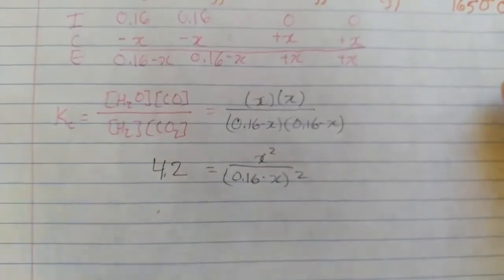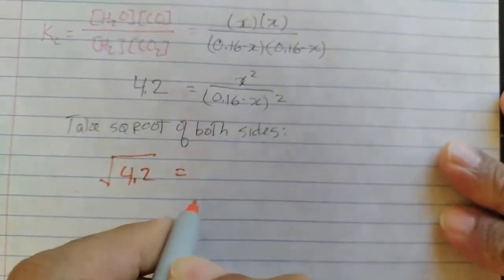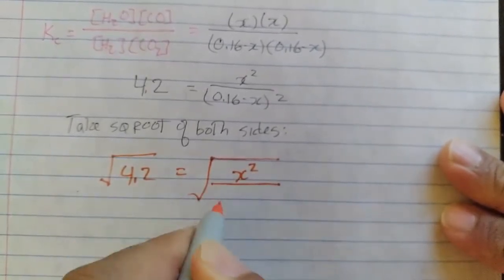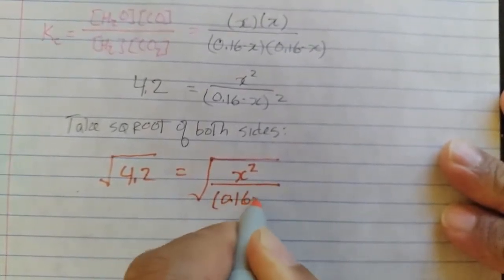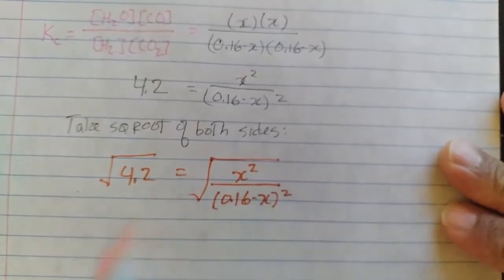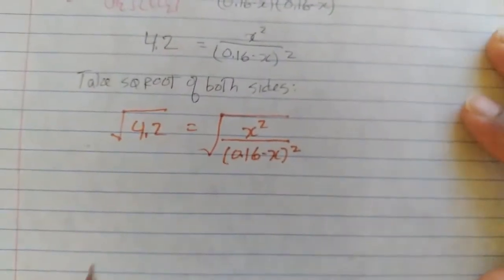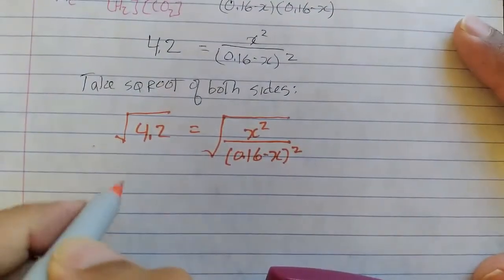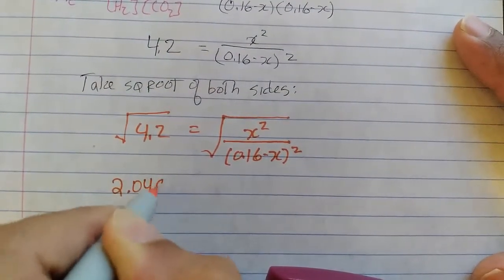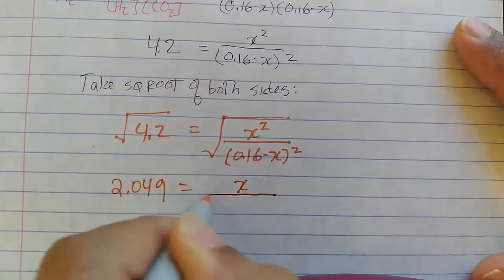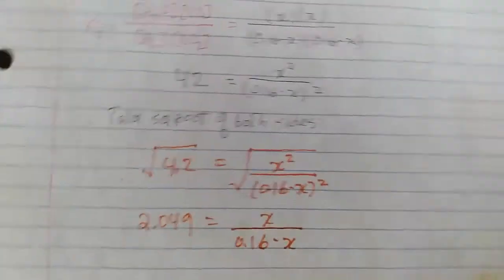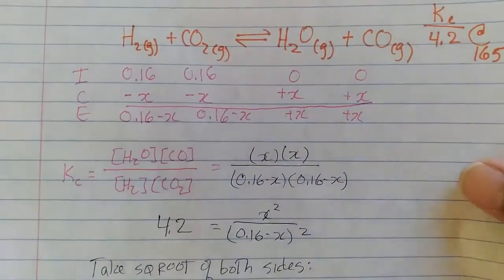Let's go ahead and take the square root of both sides of the equation. The square root of x squared is x, and the square root of (0.16 minus x) squared is just 0.16 minus x. And the square root of 4.2, let's do that quickly on our calculator. Let's just say 2.049; let's put in some extra digits when we solve for x. And this is going to equal x divided by 0.16 minus x. So let's solve for x, isolate that, and then plug it back in.